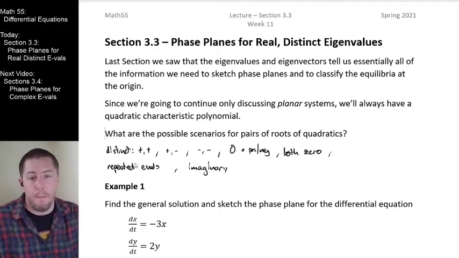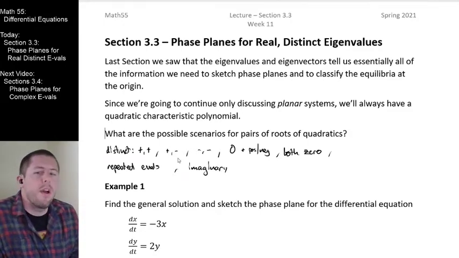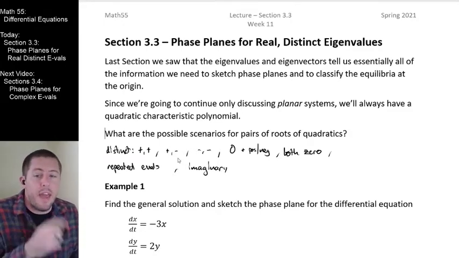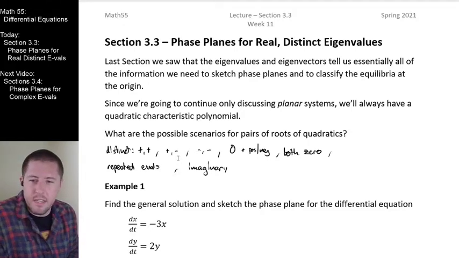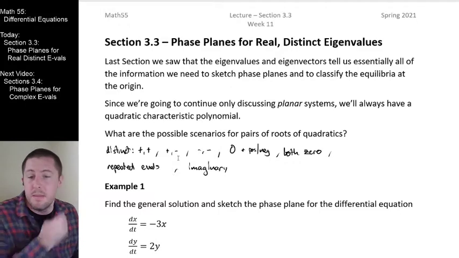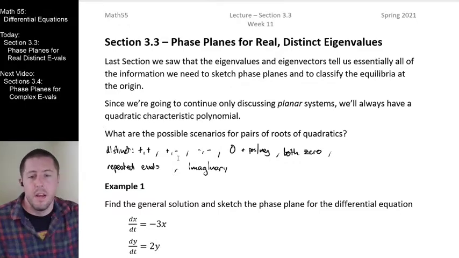And notice that if we have repeated eigenvalues, then we must have repeated eigenvectors. And if we have repeated eigenvectors, then that means that we only have one distinct straight line solution that we know. And we need to have two distinct solutions to come up with our general solution. So it seems like this repeated eigenvalue scenario is going to warrant a little bit more discussion.